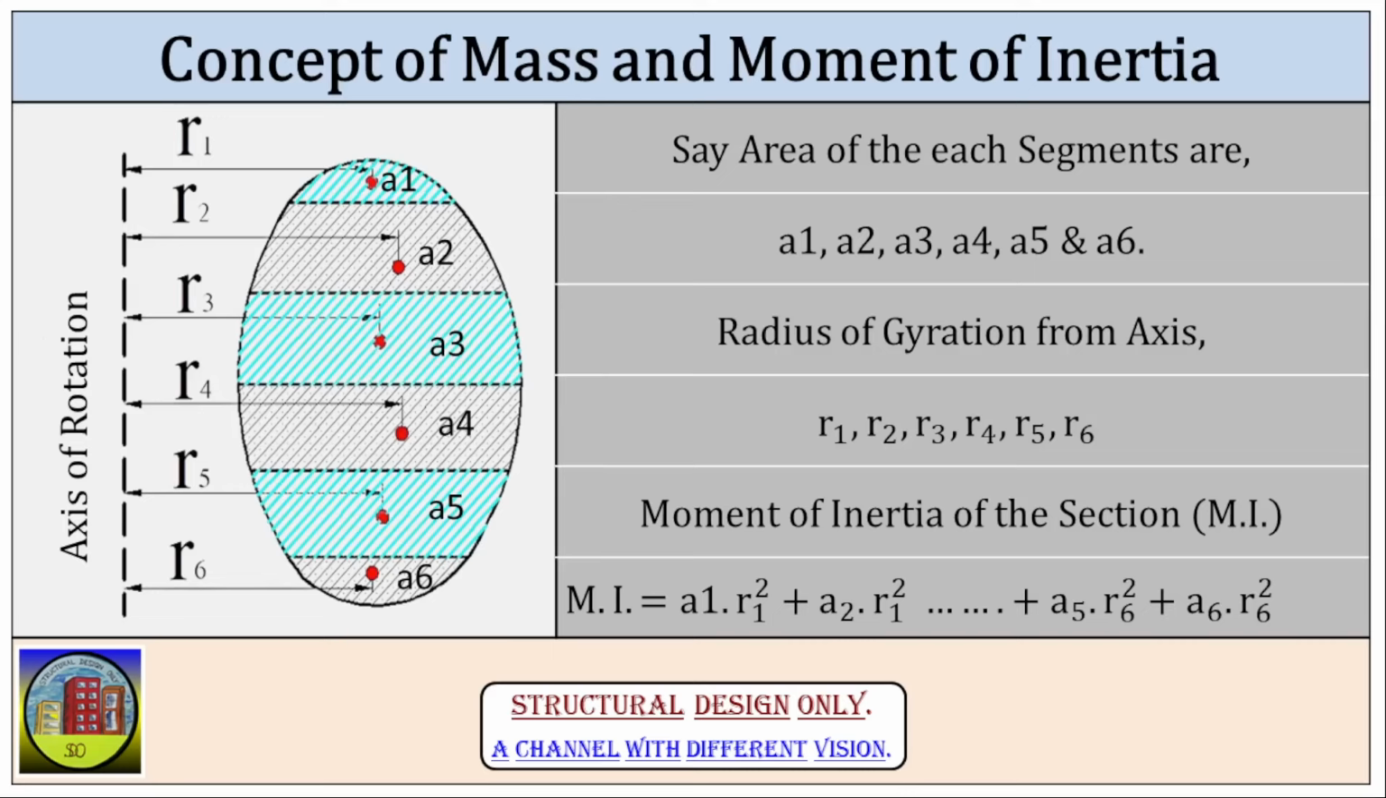Say we know the area of each segment, and they are A1 to A6. Say we also know the radius of gyration of each segment from a fixed line, that we call axis of rotation, and these distances are R1 to R6. We can express the moment of inertia of the section about this axis as the sum of A1 into R1 square up to A6 into R6 square. Up next, we'll explore the moment of inertia of square and rectangular sections.